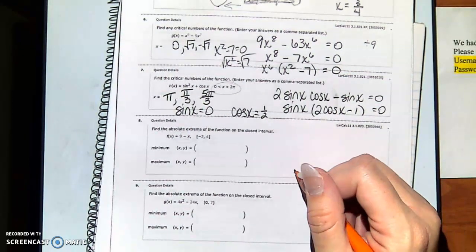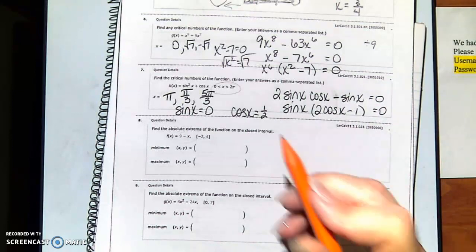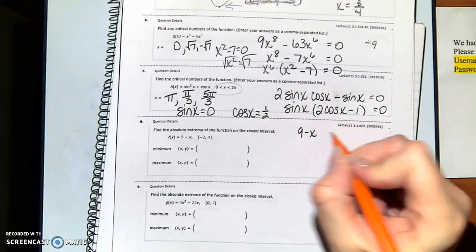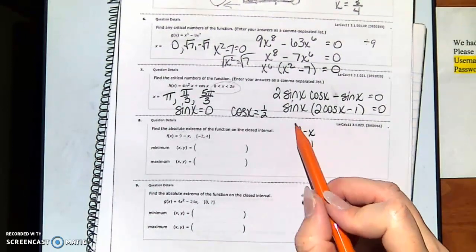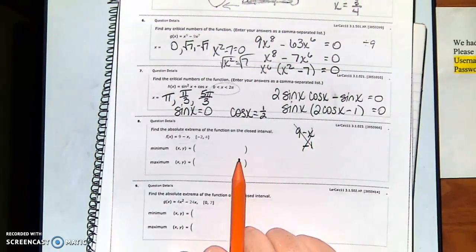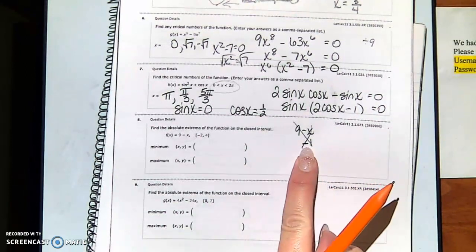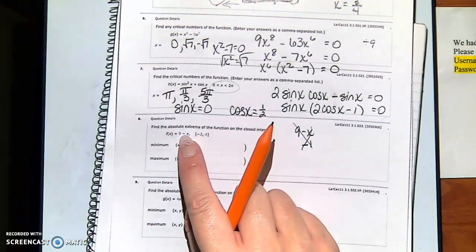So the only place I've got to worry about is where does my derivative equal 0? The derivative of 9 minus x is negative 1. Well, it's not possible for it to equal 0. All that tells you is that it's decreasing forever. It's a line with a slope of negative 1.